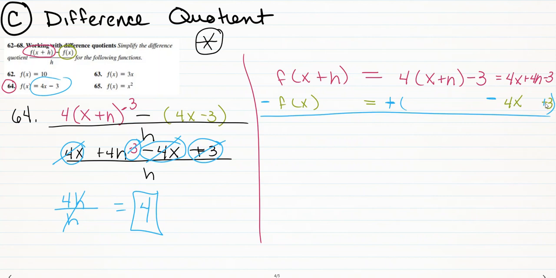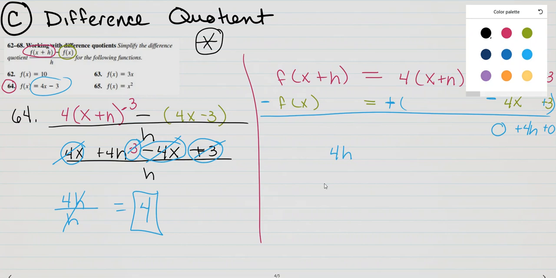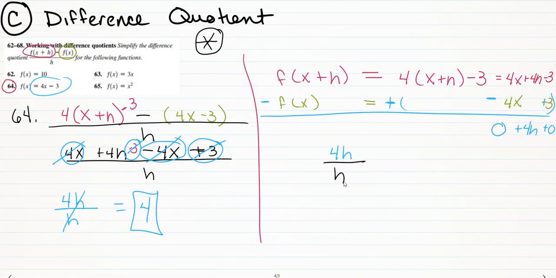There's something about writing these vertically above each other that clears up any algebra problems, because 4x minus 4x is clearly 0. 4h just carries down. Negative 3 plus 3 is clearly 0. So we're left with 4h. And then I go back with that 4h and I put it over h. That's that last part. h divided by h is 1. So we get the answer 4.